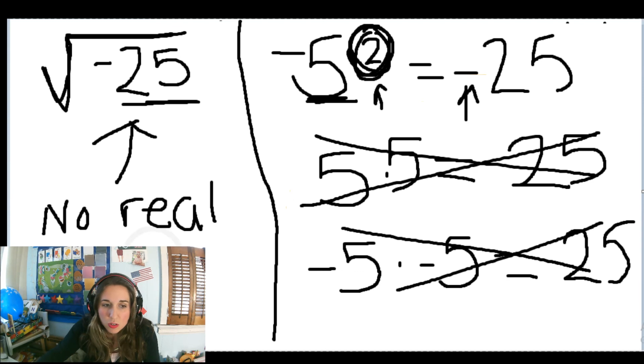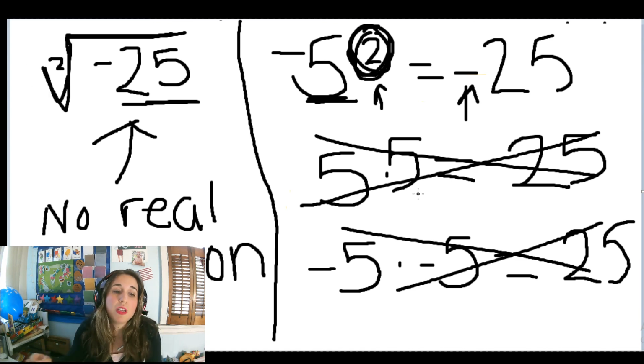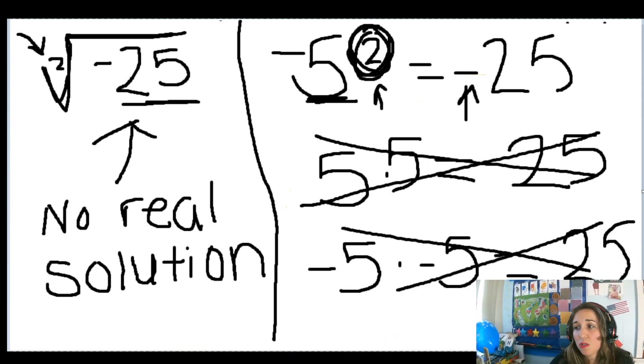When our index is 2, when we're taking a square root, and for that matter, when our index is even, you guys, if that were a 4 or a 6, anytime you have an even index, okay, you cannot have a negative under there. It just doesn't work, okay? So there's no real solution.